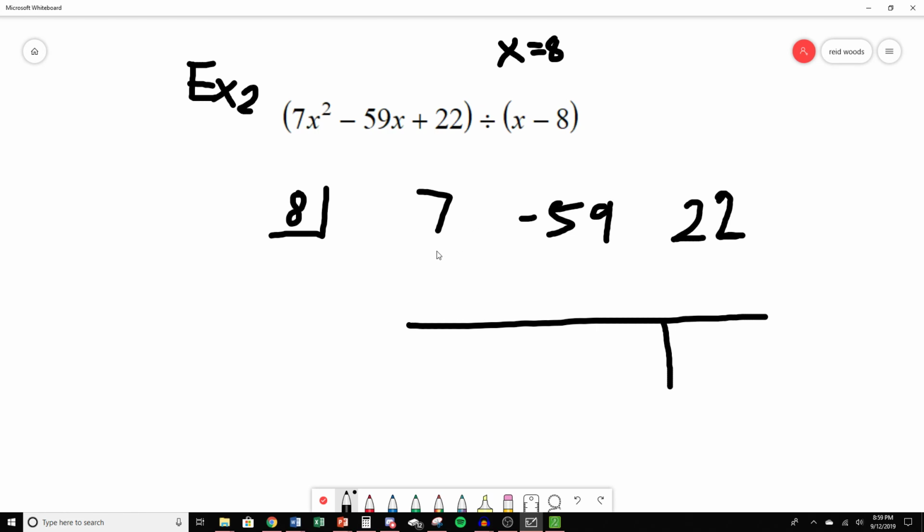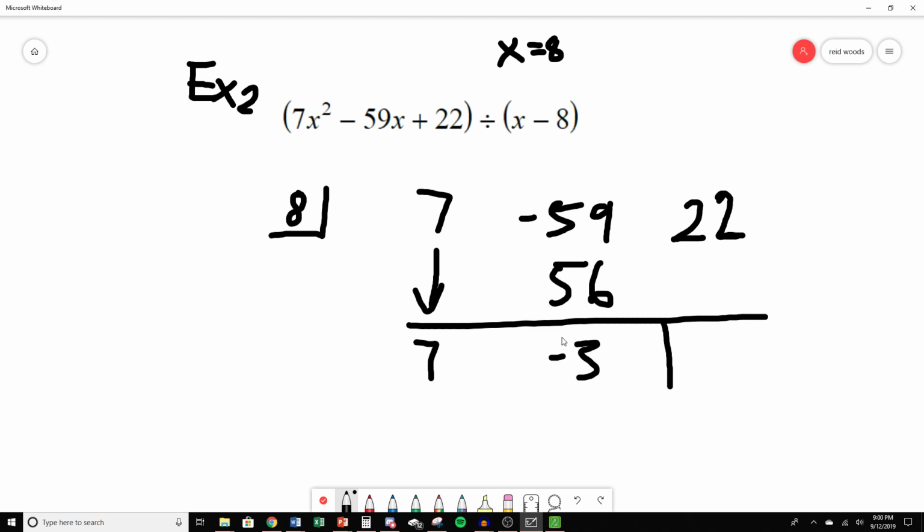So we're going to drop this coefficient below the line, 7. Then we multiply them. What is 8 times 7? Well, that's 56. You add these here. The product is this 56. Add it with the next coefficient. When you add them, you get -3.